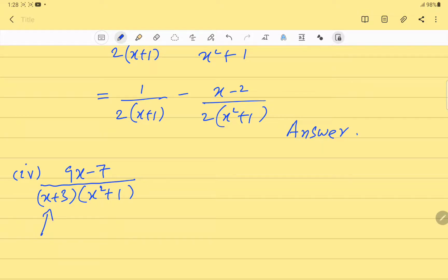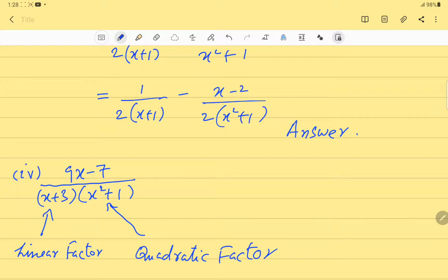The first one is linear factor. The second one is quadratic factor. Now we all know what we do in case of linear factor. We will just write one constant in the numerator and the factor will be in the denominator. And for the quadratic factor, we will have two constants in the numerator. The first one will be with x and the second one will be without.